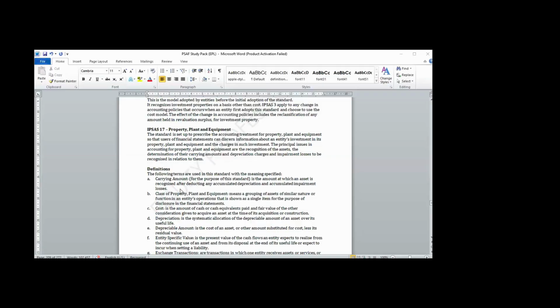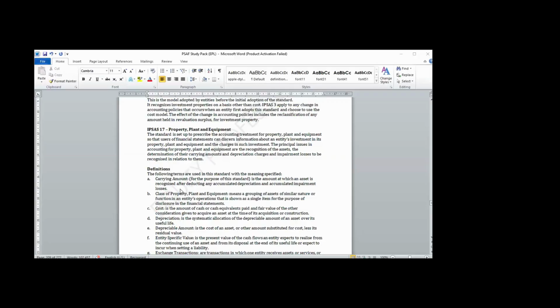That one is referred to as what? Plant. Then equipment, we are talking of the motor vehicle, we are talking of the furniture, we are talking of computer, we are talking of other related what? Office equipment. Those ones are referred to what? Equipment. The next one, we talk of cost.